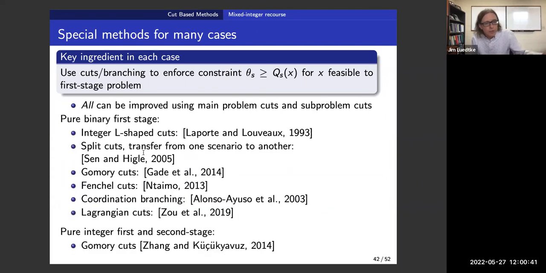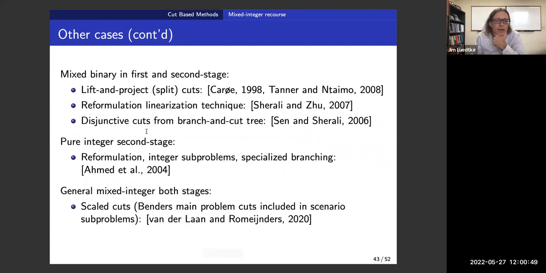And if you have pure binary first stage, there are certain cuts that you can use. If you have pure integer first and second stage, you can use certain families of cuts, and in various other cases. But basically, you just need some way to assure convergence in this case. I'd say the most general nice version that I know is a recent paper by Van der Laan and Romeijnders using something called scaled cuts, which is a very nice way of combining information from different scenario subproblems to lead to a convergent algorithm.